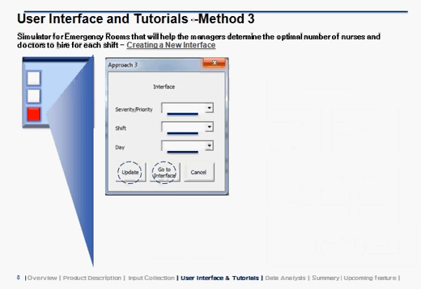Now, the third method of creating a new interface, the user will select severity levels, shift of the day, and the day of a week. If the user clicks on the update button, the new information will be updated into our database. Go to interface button will direct the user to the actual data. There, you can simulate.